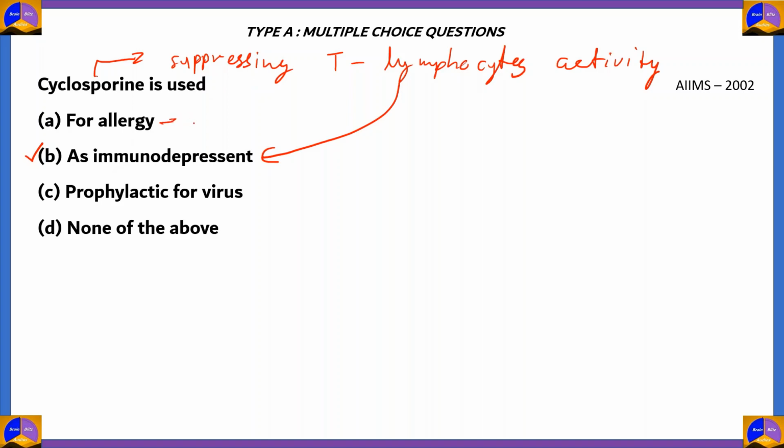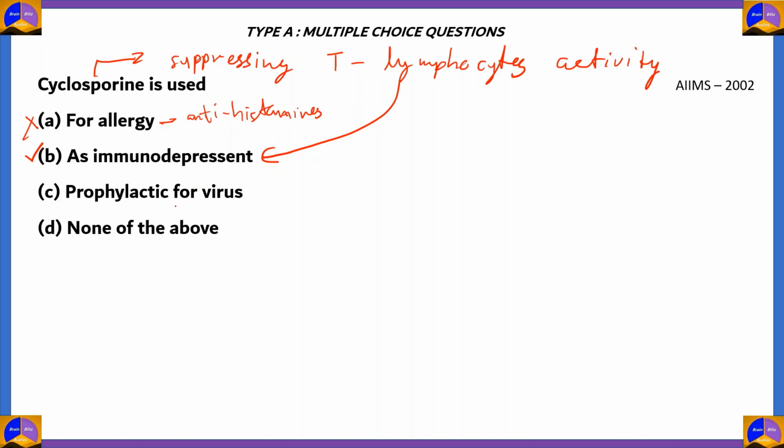So for allergies, we use antihistamines. And cyclosporin is not an antihistamine. So option A is incorrect. What about option C, prophylactic for viruses?